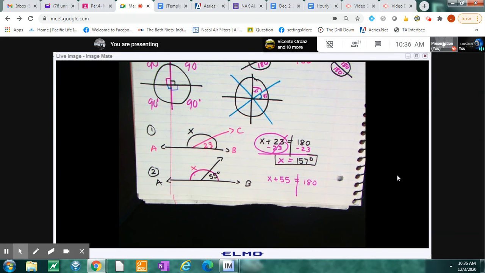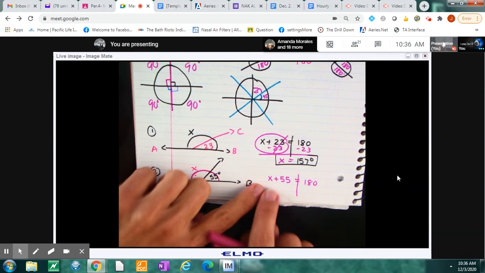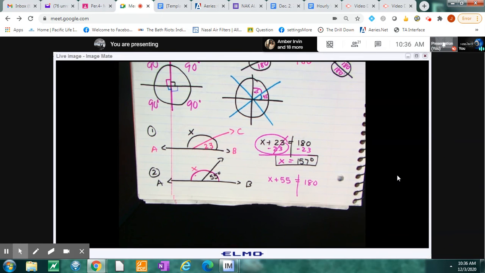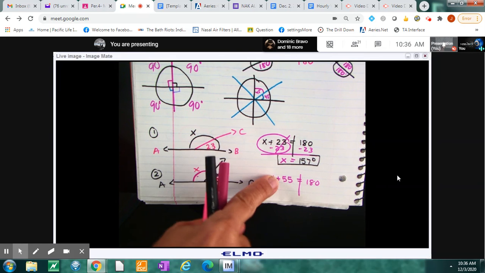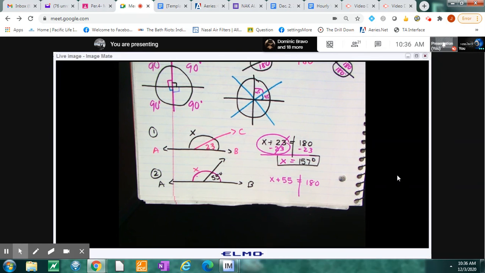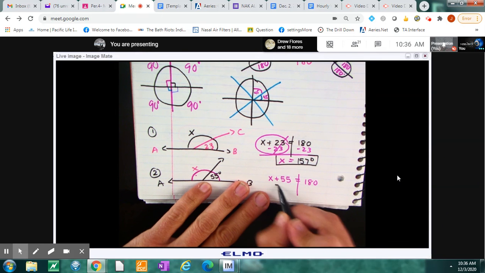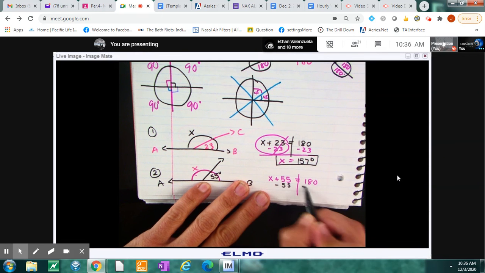The whole thing is make sure you understand how to set it up. That's the whole purpose of the lesson, to understand that your equations should be like this. Because there might be a test problem that asks, what's the correct equation? X minus 55 equals 180. X plus 180 equals 55. You know what I mean? So you got to make sure that you understand it. That's why we're doing this, so you understand how to set it up. Okay, so what do we do here? We do minus 55 on both sides.